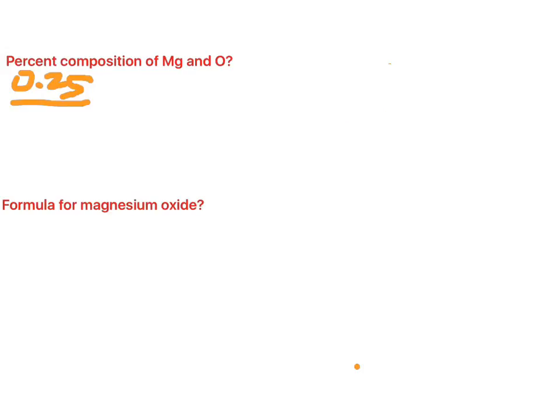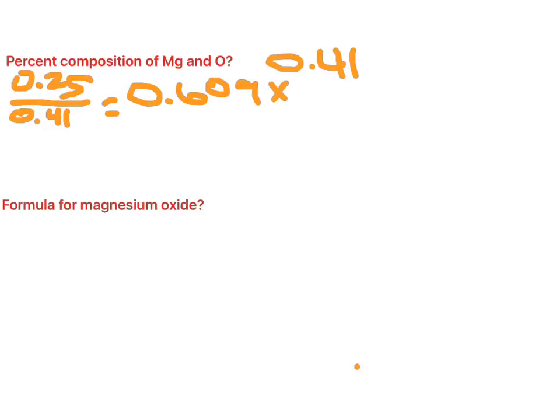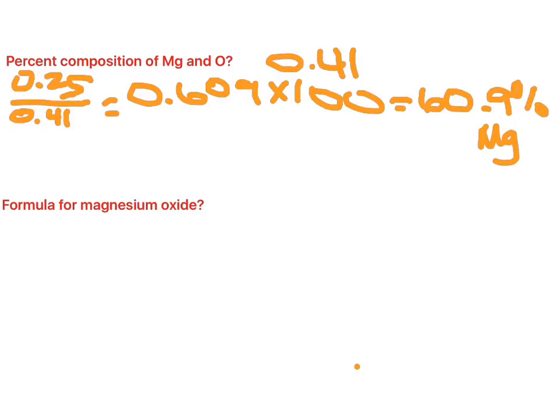I need room. 0.41 is your total mass. So we're going to put that under. So your answer is going to be 0.25 divided by 0.41. So you're going to get 0.609, which in percent form, times that by 100, will give you 60.9% Mg. So now we got to find the O.